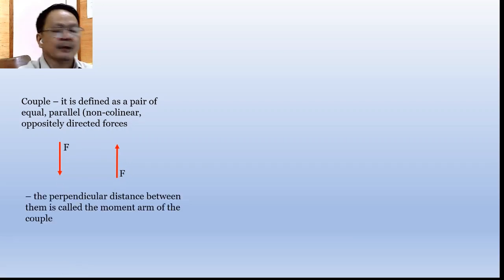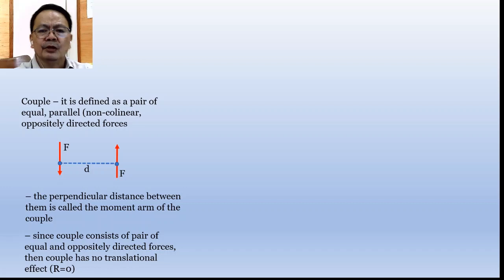In a couple, there is a perpendicular distance between them, and this is called the moment arm of a couple. So in the illustration, this distance that shows the perpendicular distance between the two forces, that is what we call the moment arm. Since a couple consists of a pair of equal and oppositely directed forces, then the couple has no translational effect. Why? Because the summation or the resultant of all the forces in any direction shall be equal to 0, and therefore there will be no translational effect because the resultant is equal to 0.